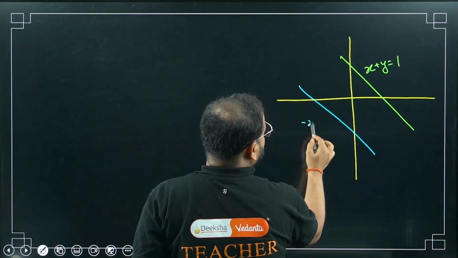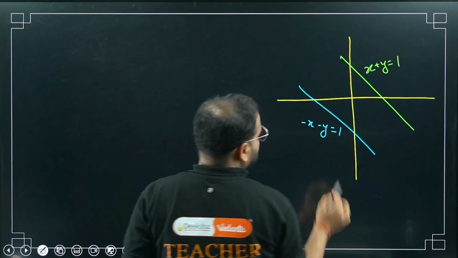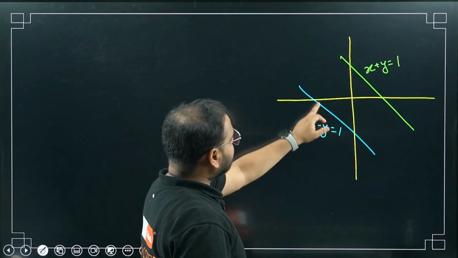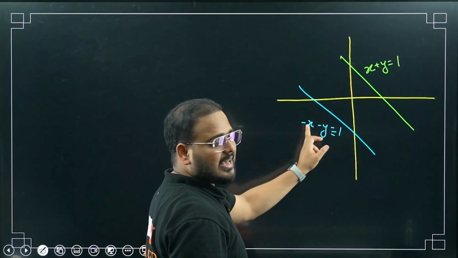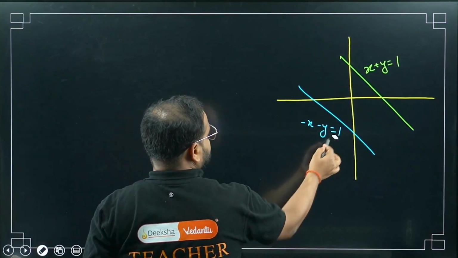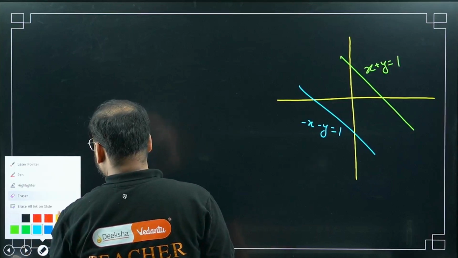What curve graph is this? Minus x minus y equal to 1. When x is 0, minus y is 1, which means y is minus 1. When y is 0, minus x equals 1 means x is what? Minus 1. So, correct.